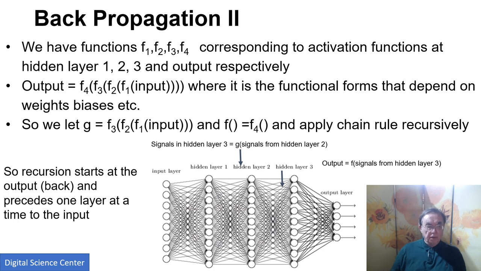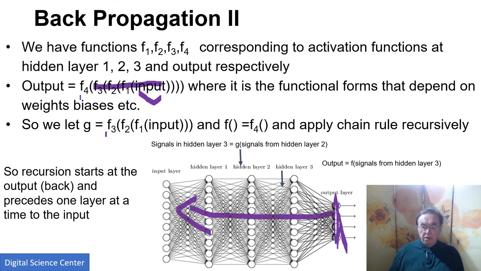If we have here a little more precisely, the output is F4 of F3 of F2 of F1 of the inputs. Then we let G say be these parts of it, and F to be F4, then this thing here is F of this G thing. And so to calculate the derivatives, we have to start here at the output, and then we work back. So that's why it's called backpropagation. And there are automatic ways of doing this, as you might expect. This is so well defined that you can automatically do the differentiation. It's not something you really want to do by hand, but you can of course do it by hand.